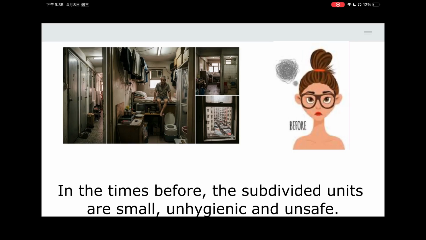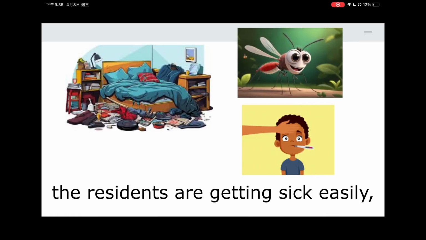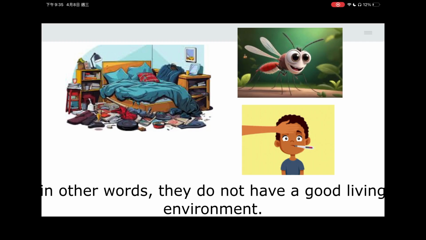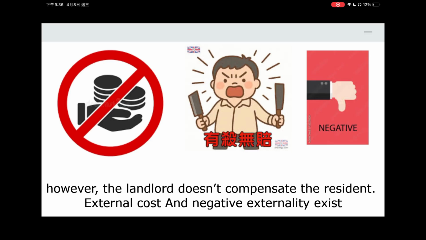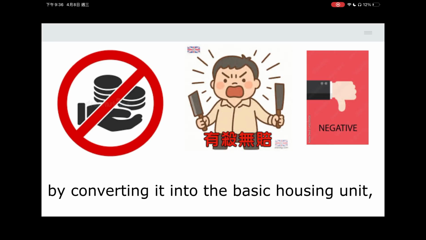In the times before, the subdivided units were small, unhygienic, and unsafe. The residents got sick easily. In other words, they did not have a good living environment. However, the landlord doesn't compensate the residents. External cost and negative externality exist.